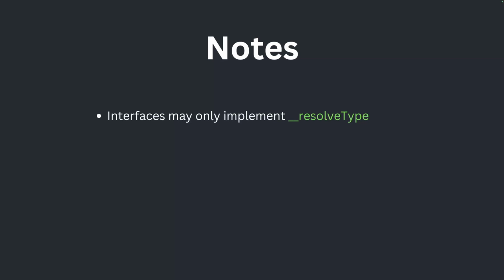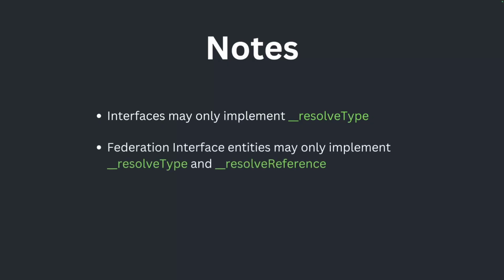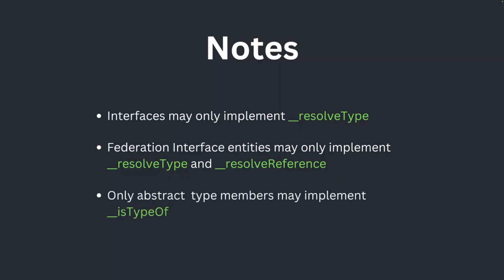The first one being interfaces on a normal GraphQL setup may only implement resolve type and no other resolvers, even if there are fields in the interface. In a federated setup, the interface entity may only implement resolve type and resolve reference meta resolvers and no other fields. And finally, only abstract type members, this being interface, implementing types, or union members, may implement is type of. This is applicable to both normal GraphQL setup and federation setup.